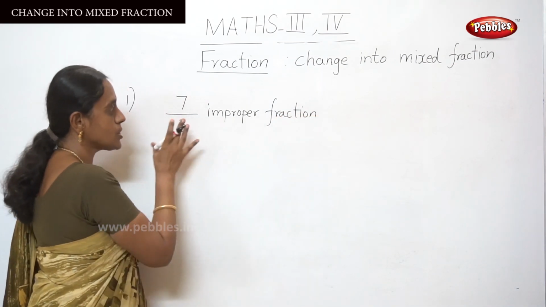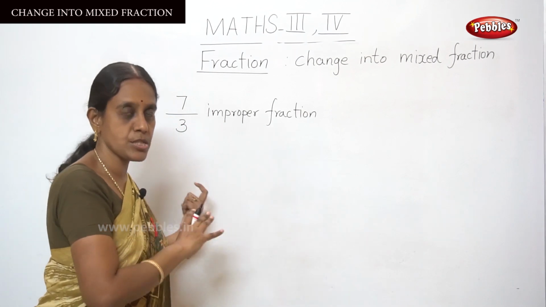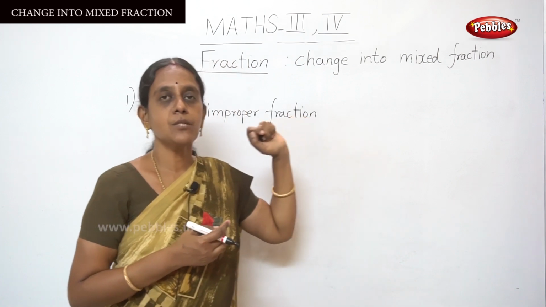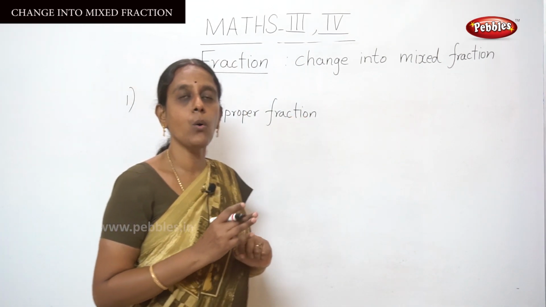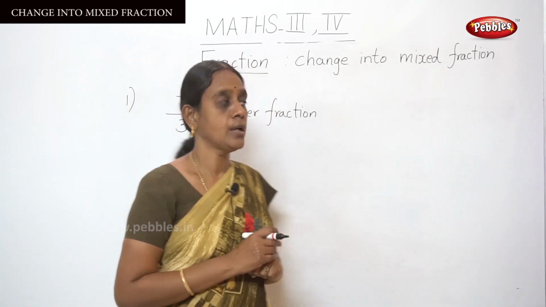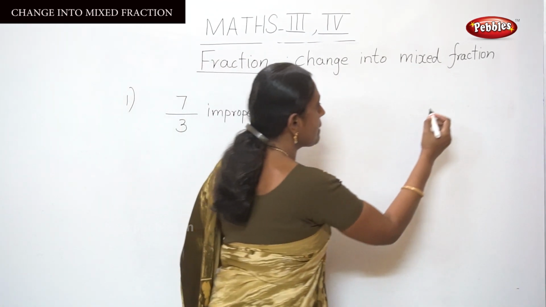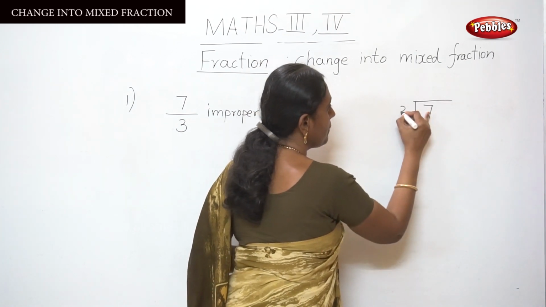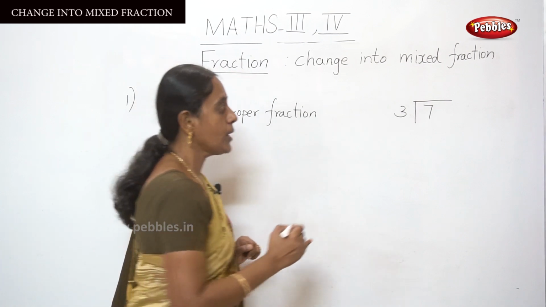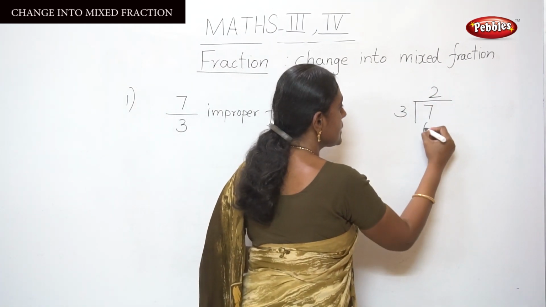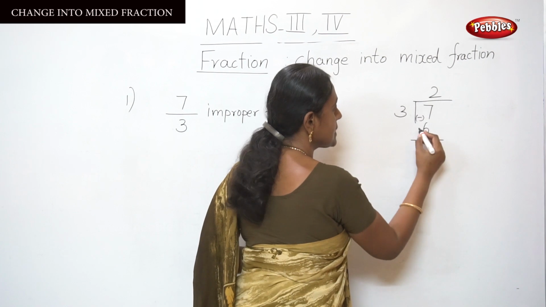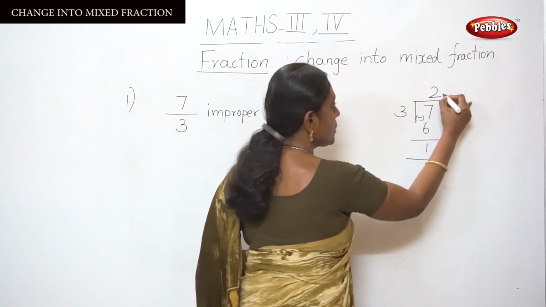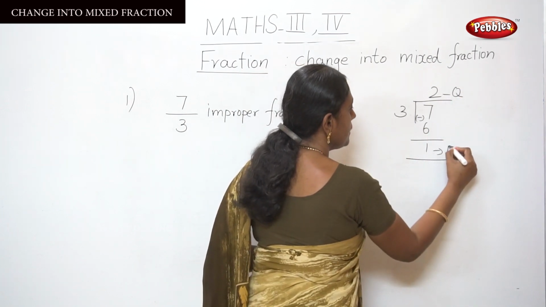Now we are going to change this improper fraction into a mixed fraction. A mixed fraction means a combination of a whole number and a proper fraction. Let me do 7 by 3. We have to divide 7 by 3. 2 3s are 6. Here 7 minus 6, you have to subtract the numbers, and you get 1. This is the quotient and this is the remainder.